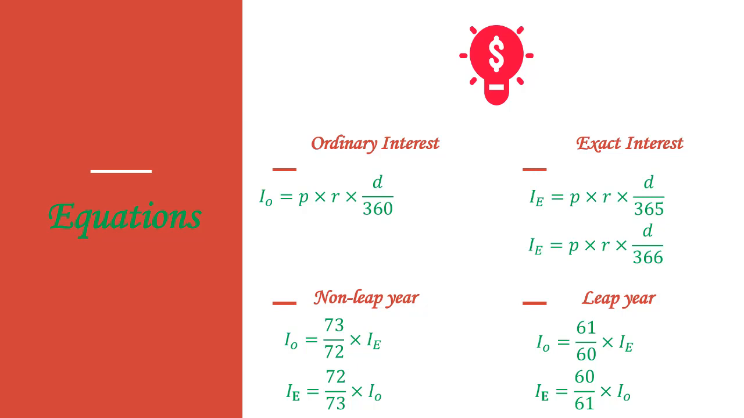In a non-leap year, I ordinary equals 73 over 72 times I exact. Also, in a non-leap year, I exact equals 72 over 73 times I ordinary. In a leap year, I ordinary equals 61 over 60 times I exact, and I exact equals 60 over 61 times I ordinary.